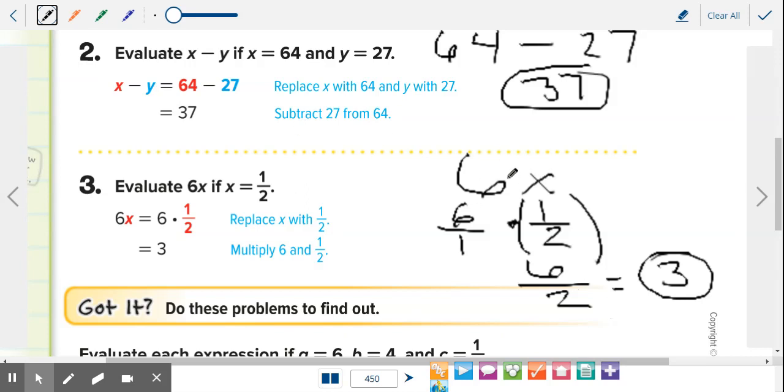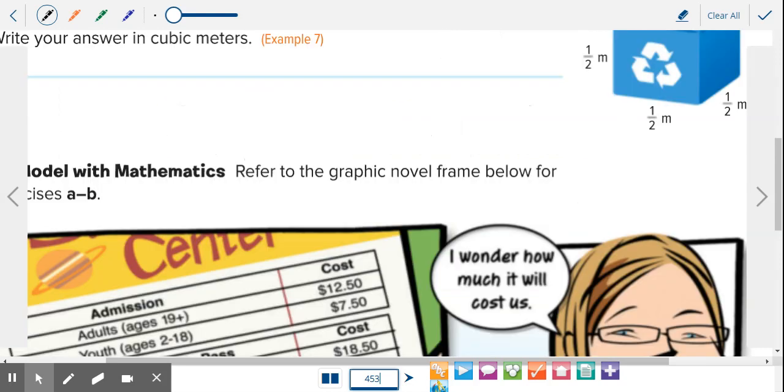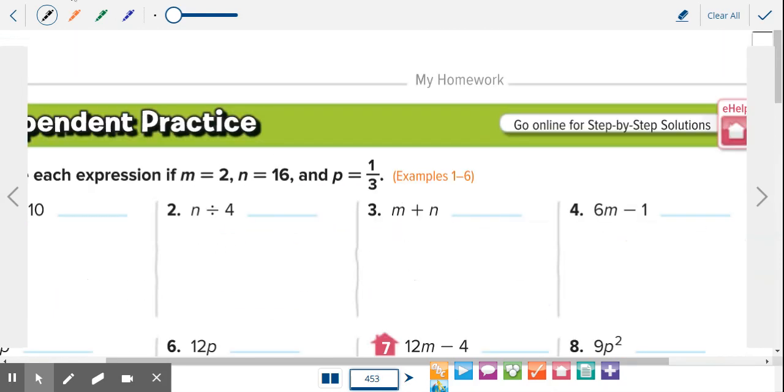Okay, so the one thing you have to remember with that is make sure that you don't just make it 6.5 or whatever the numbers are. So if you had something like 3x and x equaled 64, this doesn't become 364. You have to multiply it. That's the one rule you have to remember here. Because I've seen people in the past get thrown off and they just start writing this number, and it's not right. So let's jump over to page 453. We're going to do a couple more of these.